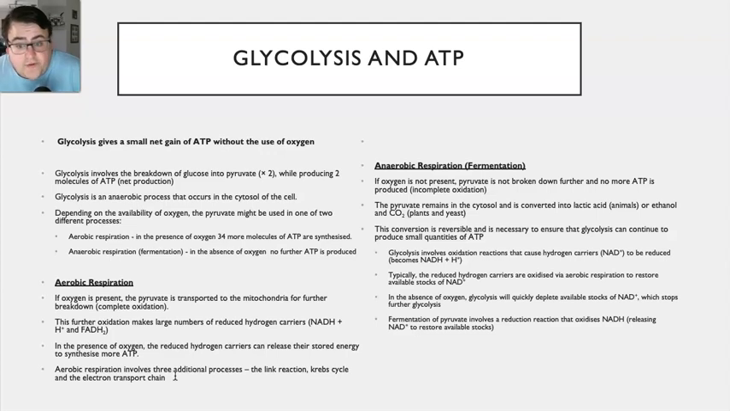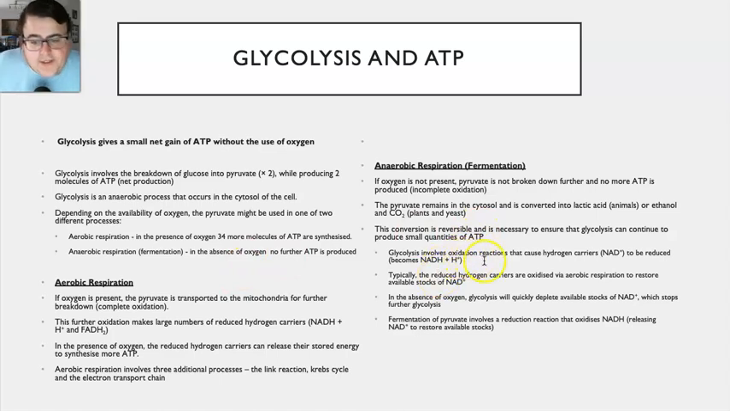Now, if we were to go down anaerobic respiration or fermentation, like I said before, we have no oxygen. So the pyruvate is not broken down any further, and no more ATP is produced. So we're at incomplete oxidation at this point. The pyruvate will remain in the cytosol, the cytoplasm of the cell, and it'll be converted into lactic acid in animals, or ethanol and carbon dioxide in plants and yeast. These conversions are reversible, and that's necessary so we can ensure that glycolysis can continue to create its 2 molecules of ATP, and we're continuing to get ATP in the body, or the organism.